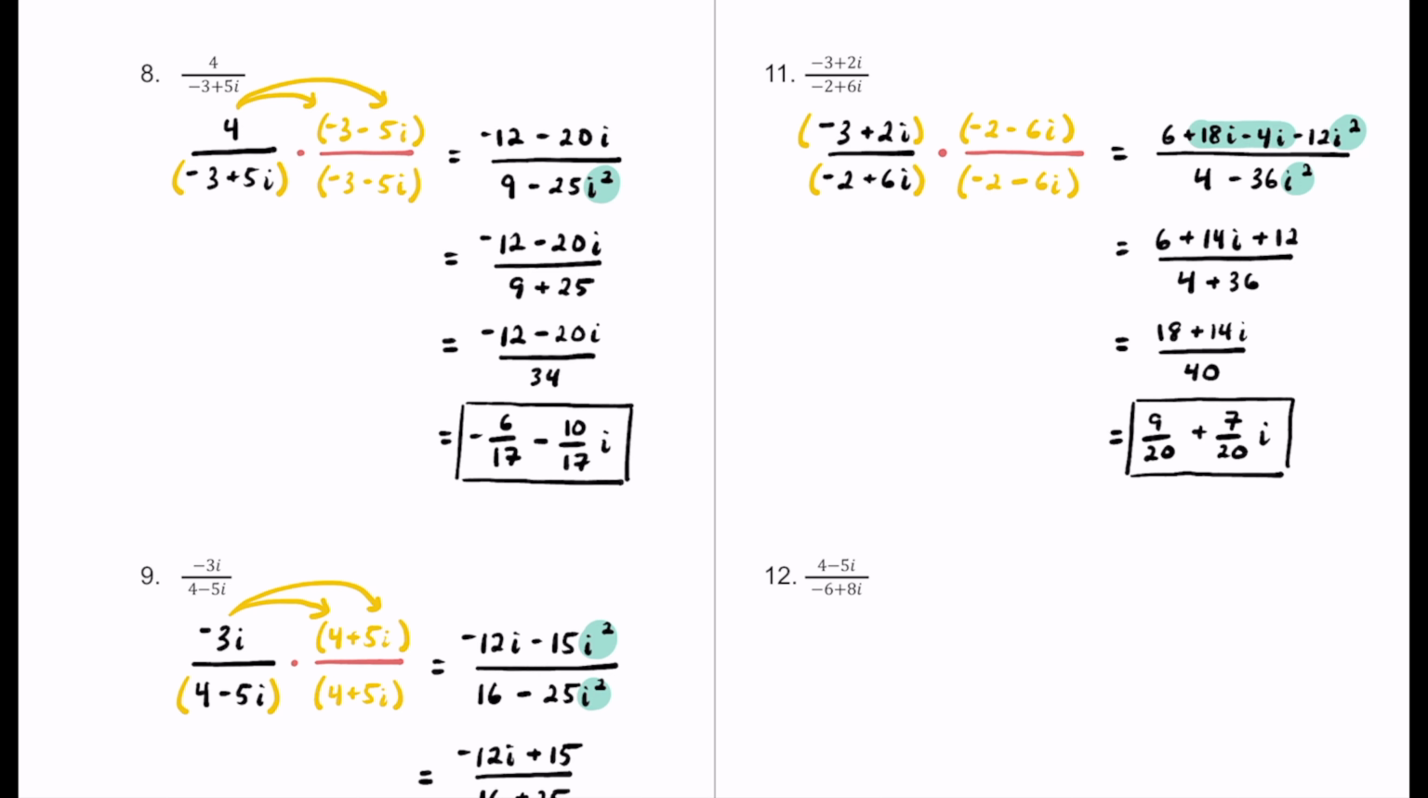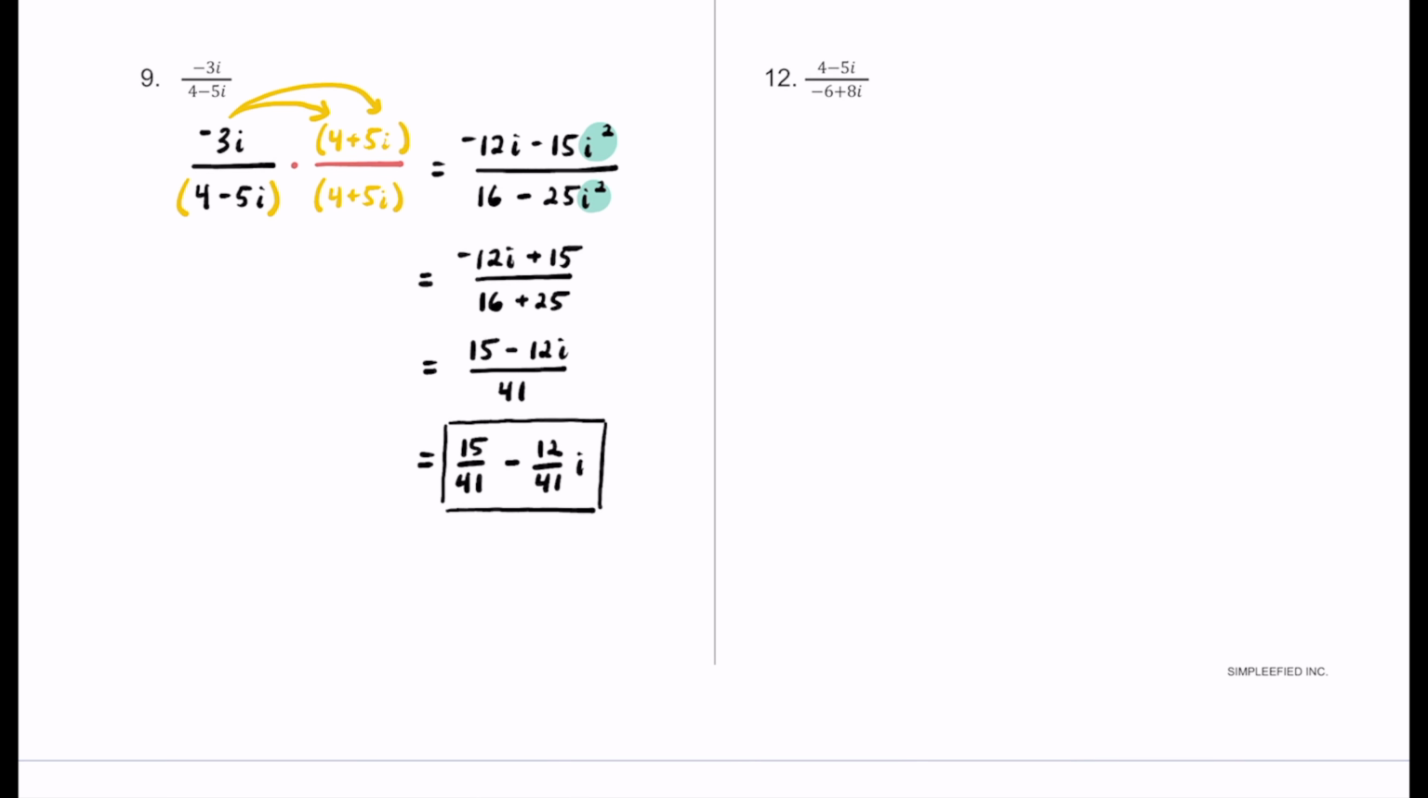All right, finally for number 12, we have another one that is very similar. So let's go ahead and see if we can do this one more time and hopefully feel a little bit more confident with it as we go. So we have 4 minus 5i on top, and then we have negative 6 plus 8i on the bottom. Okay, so let's go ahead and group the top and group the bottom. And then what we can do is multiply by the conjugate. So let's go ahead and multiply top and bottom by negative 6 minus 8i and negative 6 minus 8i.